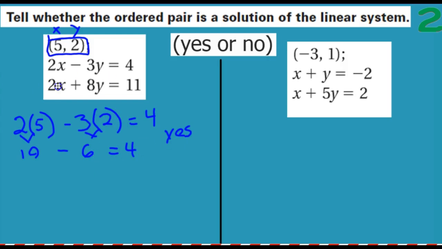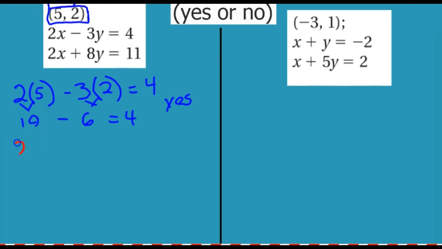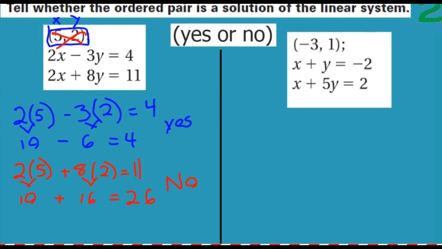Now we have to try the second one. So again, we have 2 times 5 plus 8 times 2 equals 11. 2 times 5 gives us 10, plus 8 times 2, which is 16. 10 plus 16 gives us 26, not 11. So this one is no. (5, 2) is not a solution of both of these equations. So it is not a solution of the linear system.